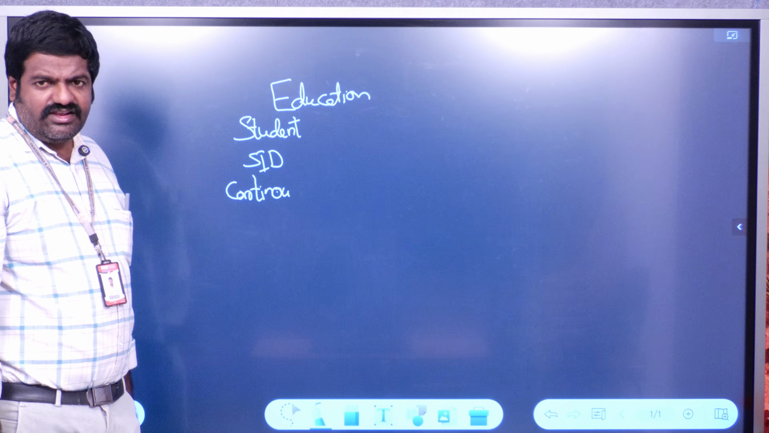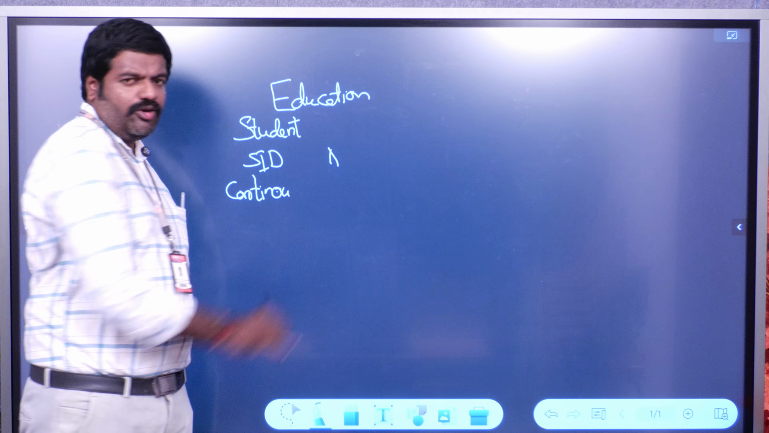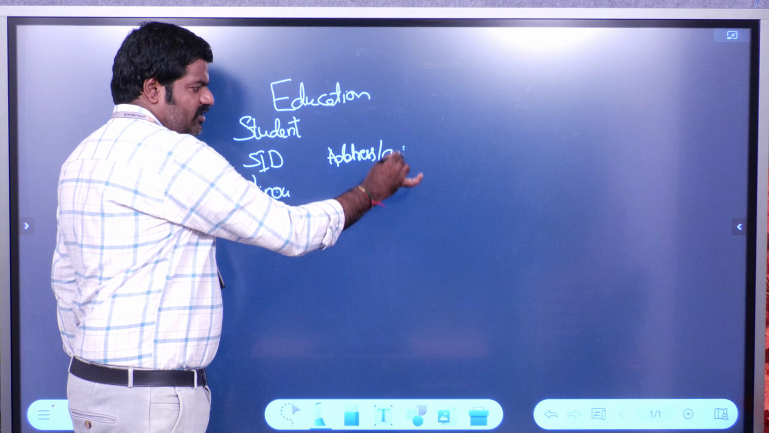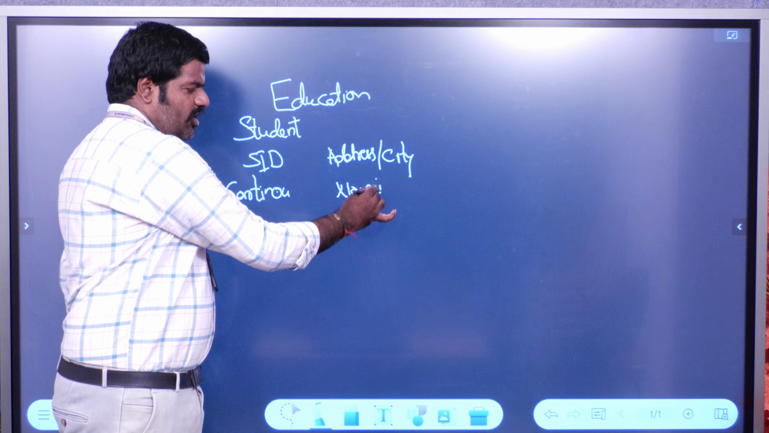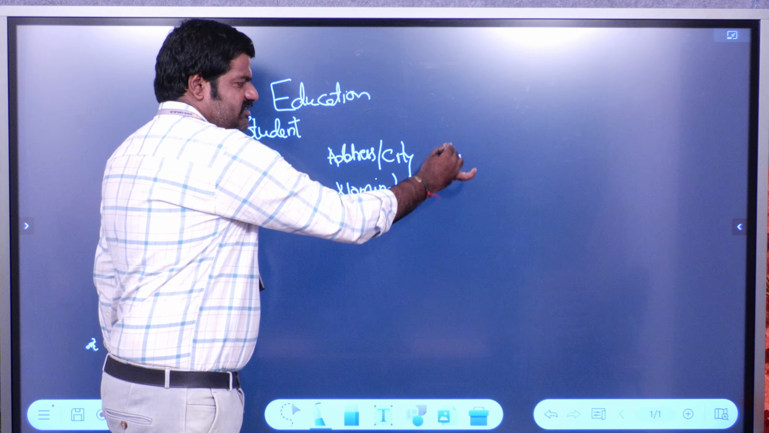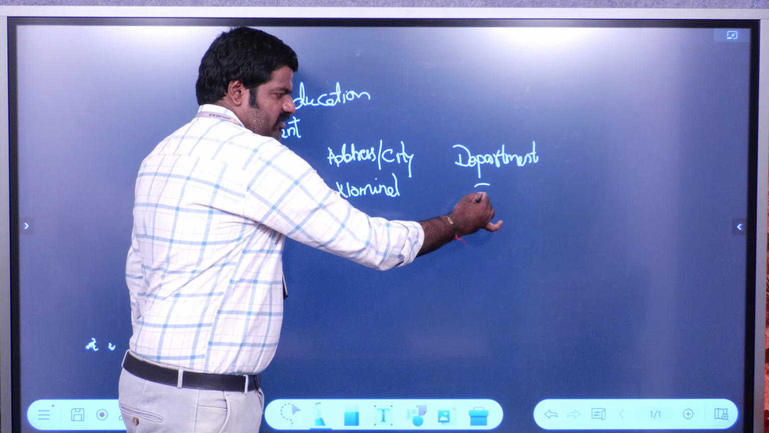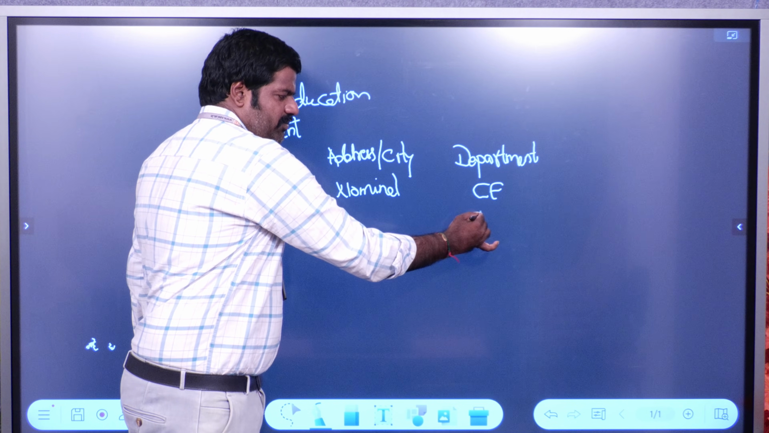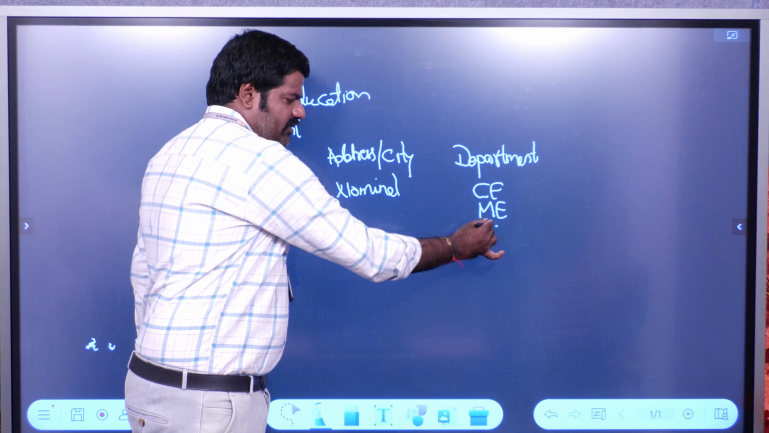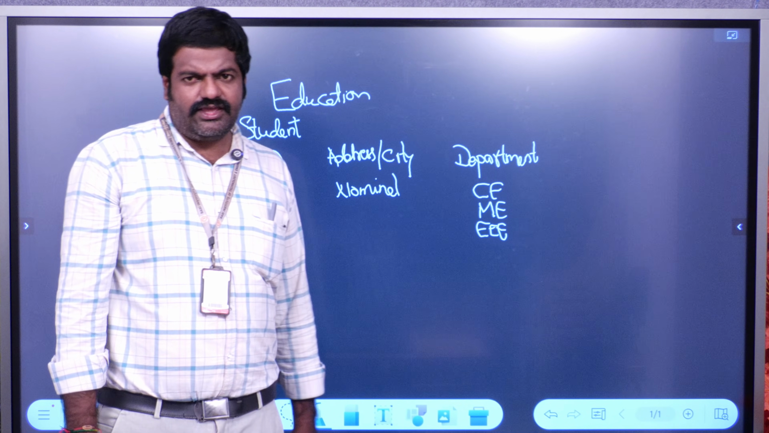Next, let us consider student address or city. That comes under nominal because there is no order among the cities. Now let us consider the department. If the student belongs to civil engineering (CE), mechanical engineering (ME), or electrical engineering (EE), like that, the department comes under categorical data.